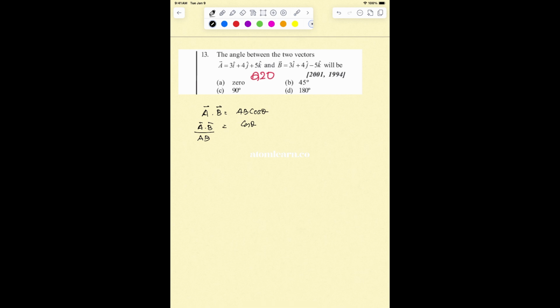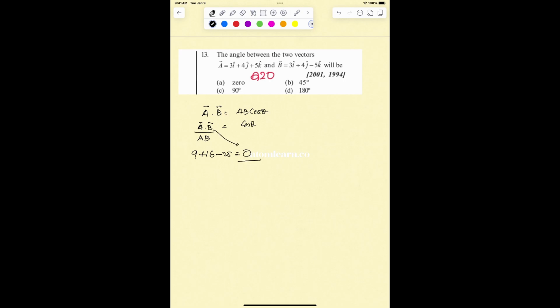Let's do it. What is A dot B? The dot product between these two vectors: you just write 3 into 3, 9, plus 4 into 4, 16, plus 5 into minus 5, minus 25, equal to 0. Therefore the dot product becomes 0. That means the numerator is equal to 0.